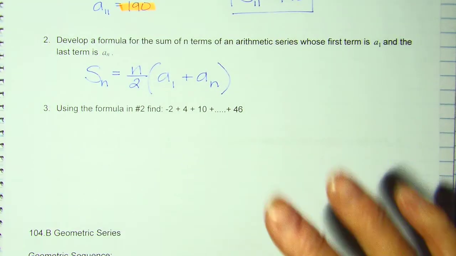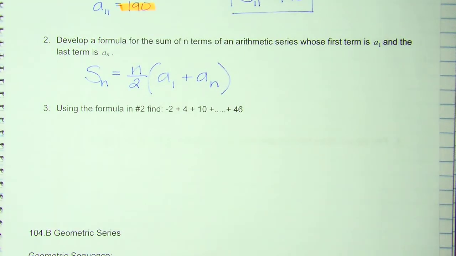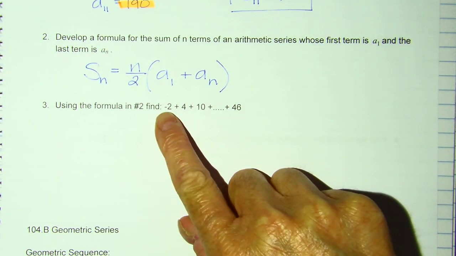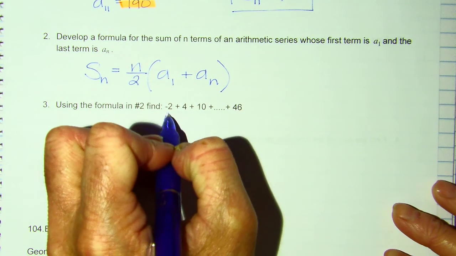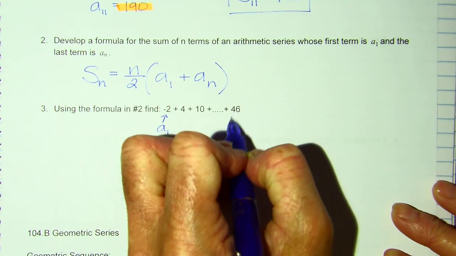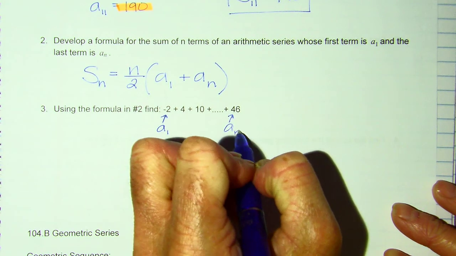All right, using the formula from number 2, find the sum of -2 all the way to 46. So they've told us here's A1 and here is An.